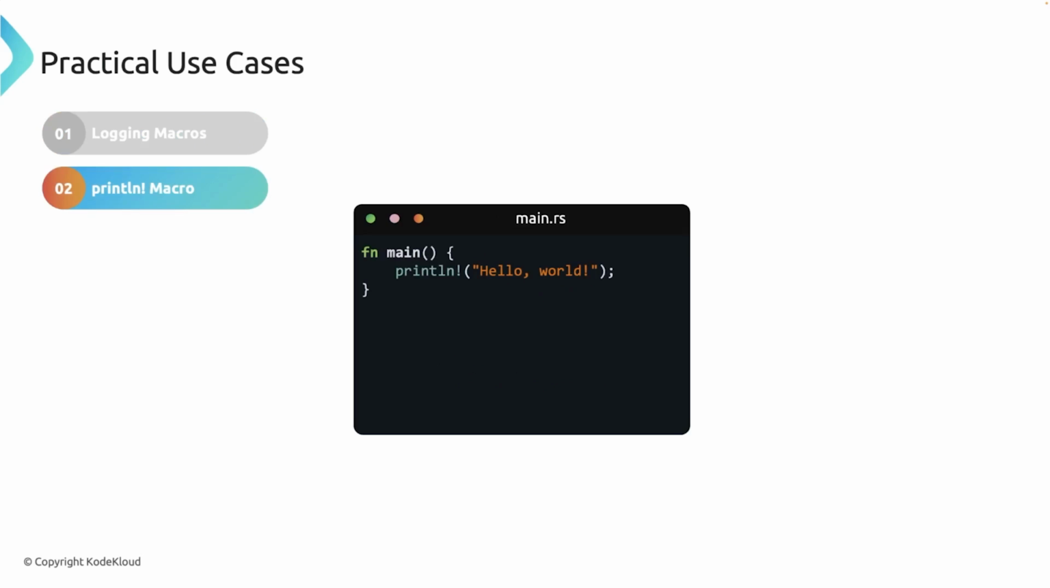Next, we have something that we've been using all this time, which is the println macro. It's used to print text to the console. It's similar to the print functions you might have used in other programming languages, but as a macro, it offers more flexibility and power.